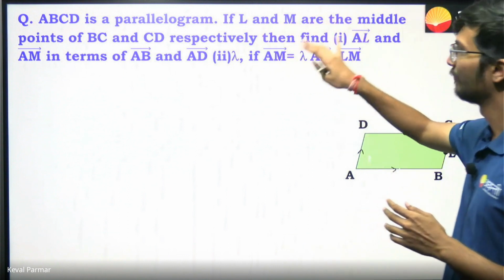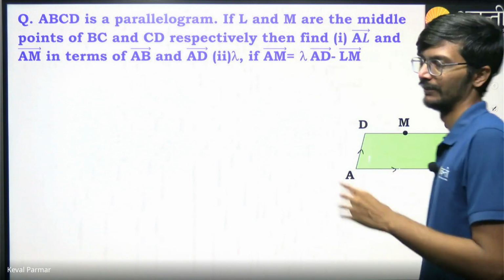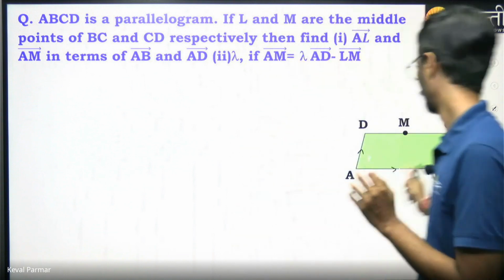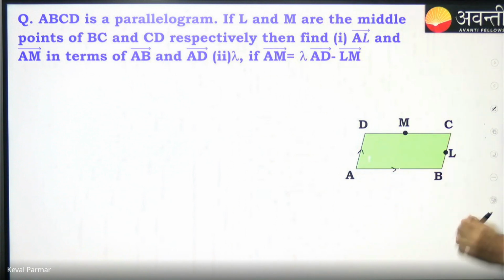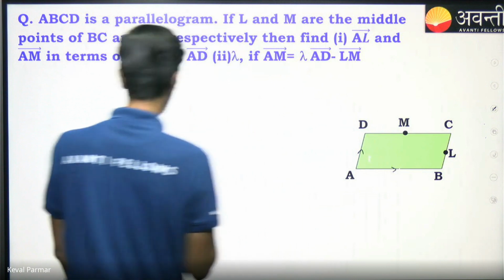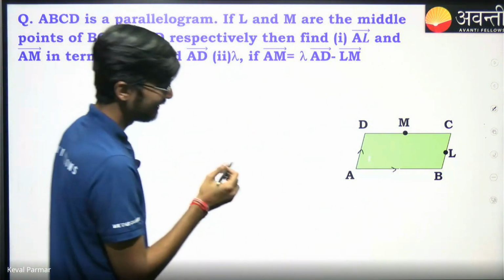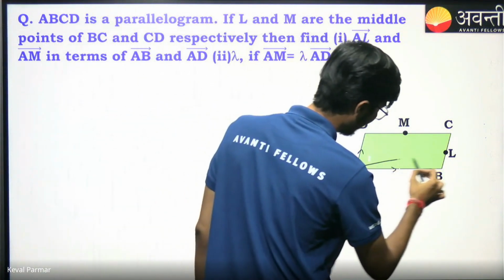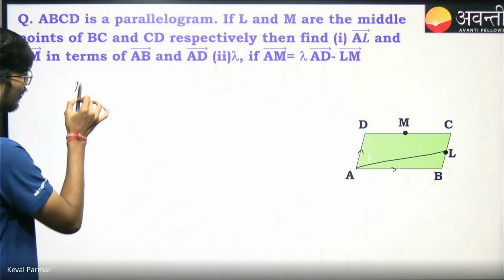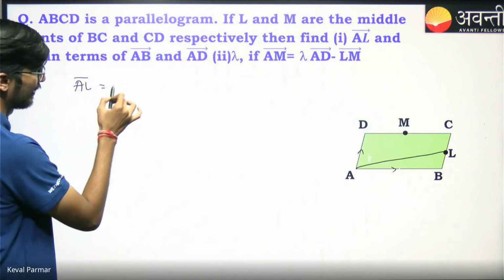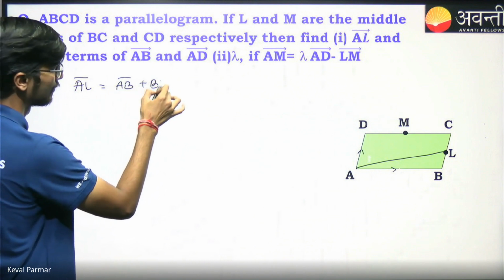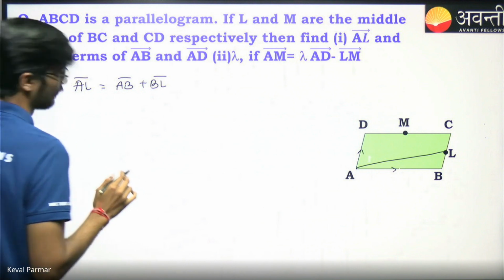So here it is given L and M are midpoints of BC and CD. So we'll keep that information in mind, that L and M are midpoints here. Find AL bar in terms of AB bar and AD bar. So as you can see, if I join AL, by triangle law, I can write AL bar as AB bar plus BL bar. Correct?